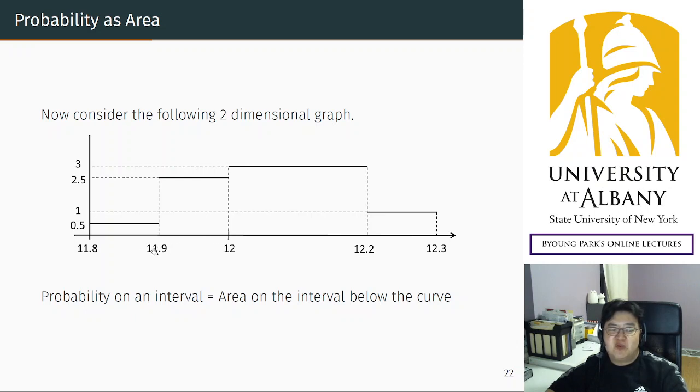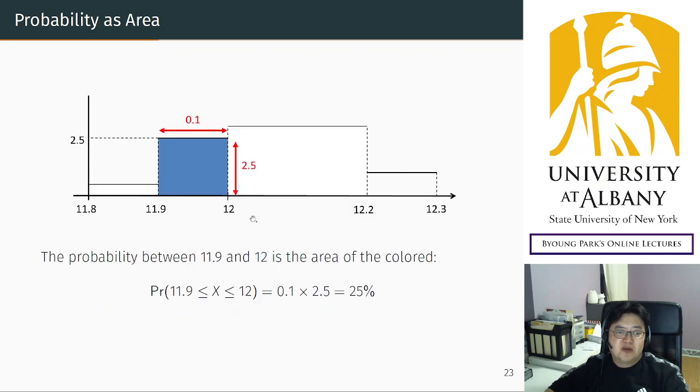So between 11.9 and 12, the length is here, but now we are going to extend it to area. So the probability between 11.9 and 12 will be not the length, but the length times height. Height is given by the graph from this point up to the graph. That is the area which will give us the probability.